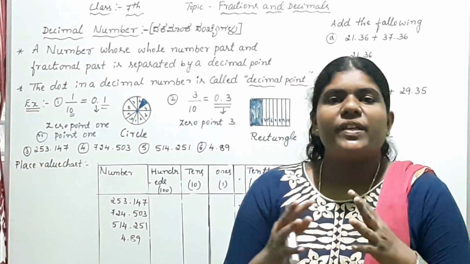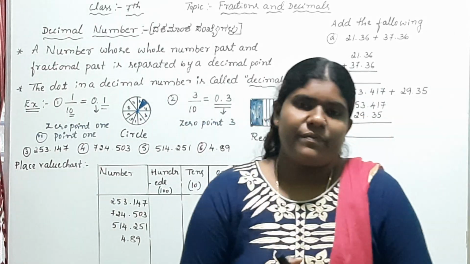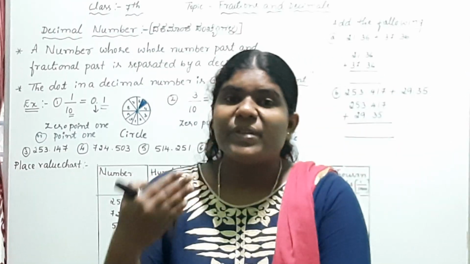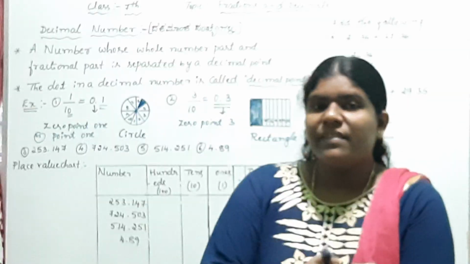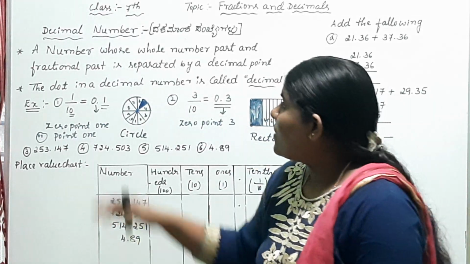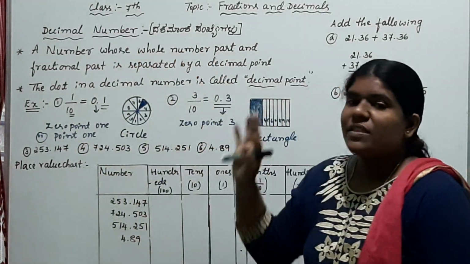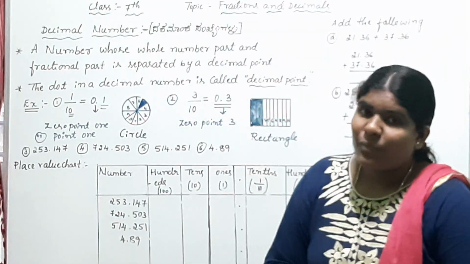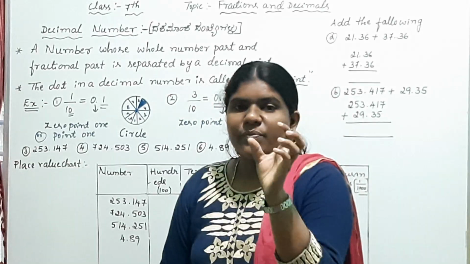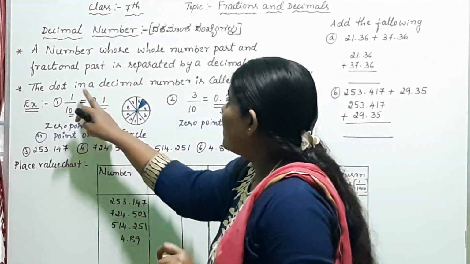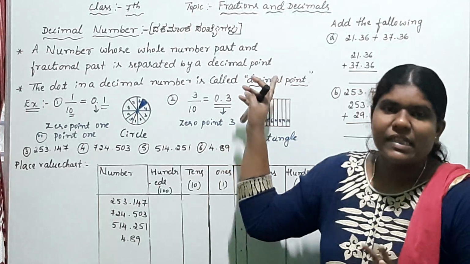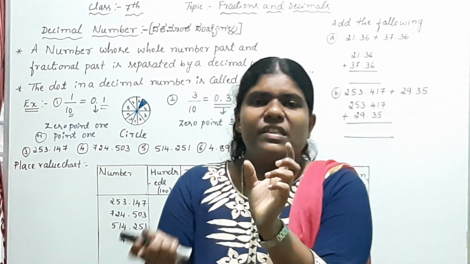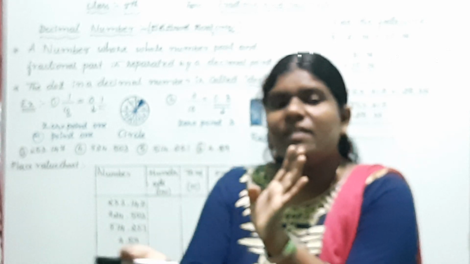Decimal numbers are based on the preceding power of 10. Here is a number whose whole number part and fractional part are separated by a decimal point. The dot in a decimal number is called a decimal point. Here the point separates the numerators and the denominators.